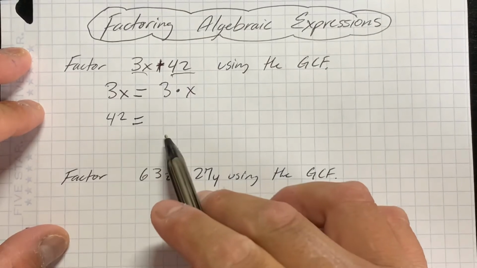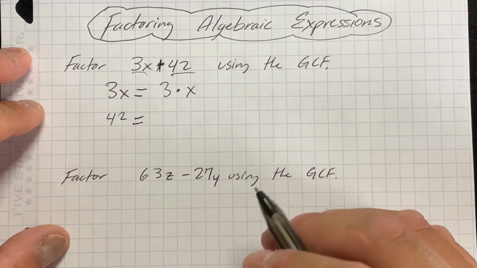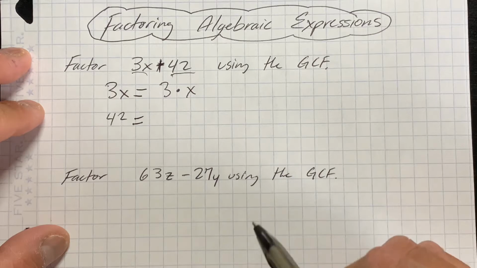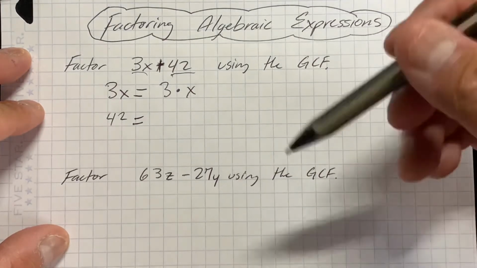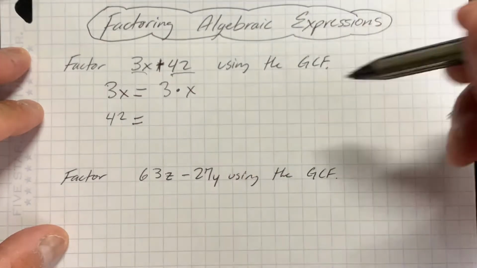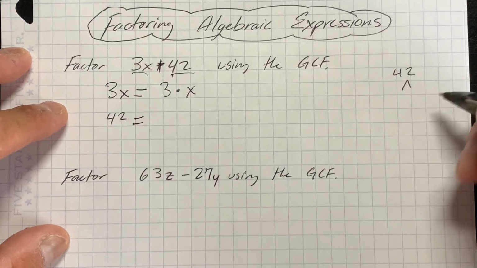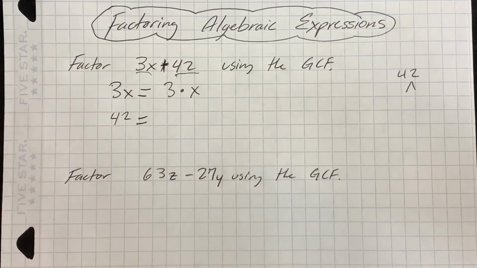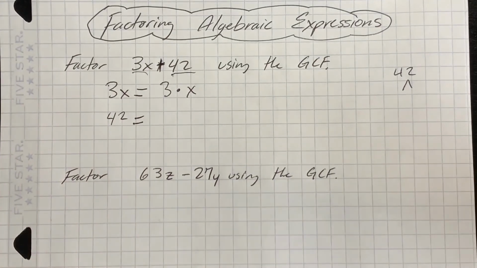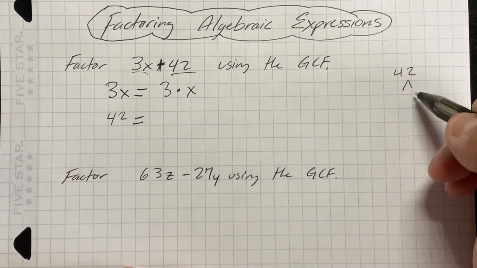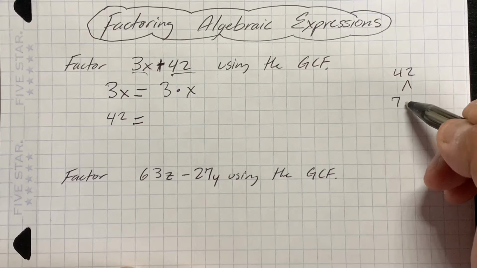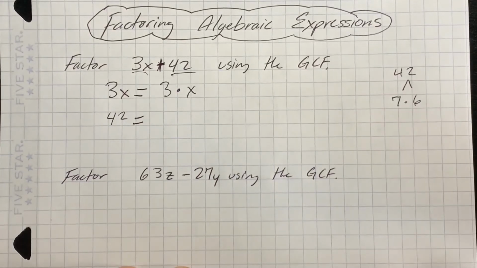Now for 42, you can find the greatest common factor of 3x and 42 by writing their prime factorizations. This is what we're doing right now. For 42, we're going to use a factor tree to find the prime factorization, okay? So in my head, I'm thinking, all right, what two factors make 42? I do know that 7 times 6 equals 42.